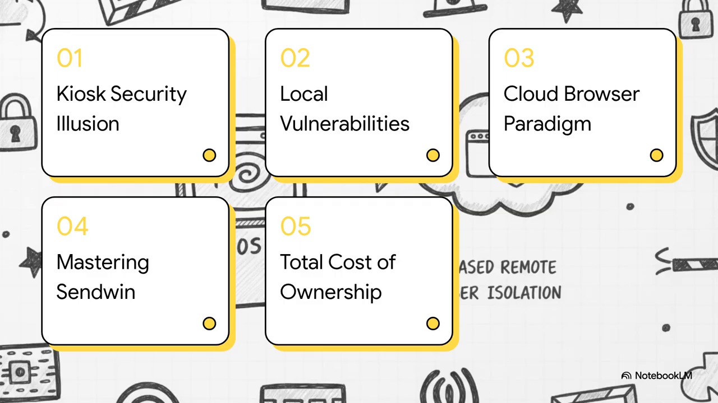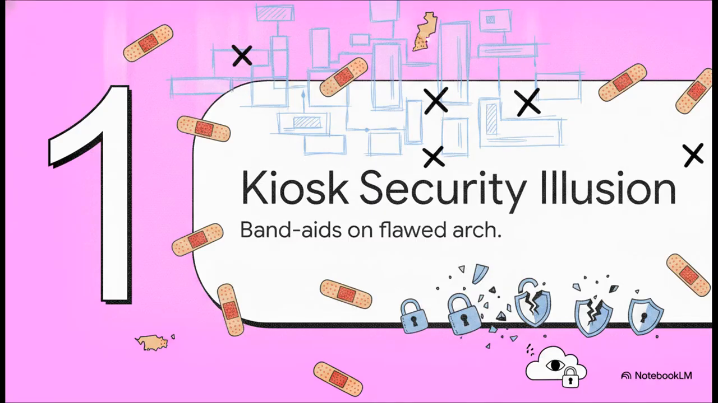All right, here's our agenda for today. We're going to cover: 1. The kiosk security illusion. 2. Catastrophic local vulnerabilities. 3. The cloud browser paradigm. 4. Mastering Sendwin implementation. And 5. Total cost of ownership.